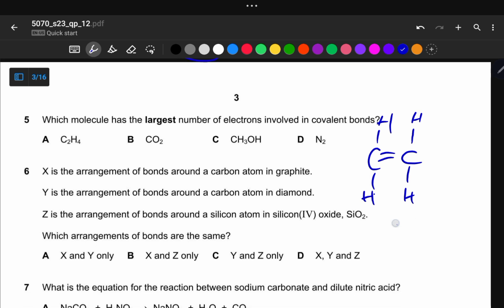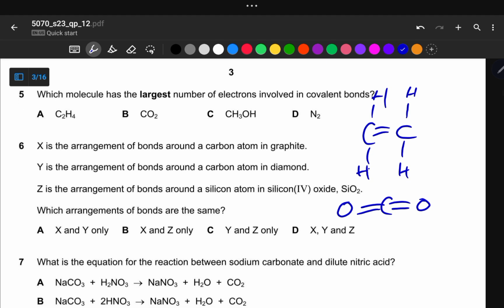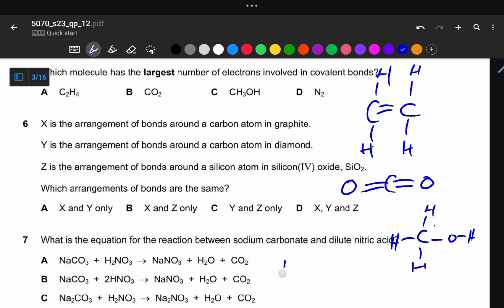And then we've got carbon dioxide with this linear shape, right? And then we've got methanol, right? And then H here, and then H here, hydrogen, right? And then we've got nitrogen with the triple bond.